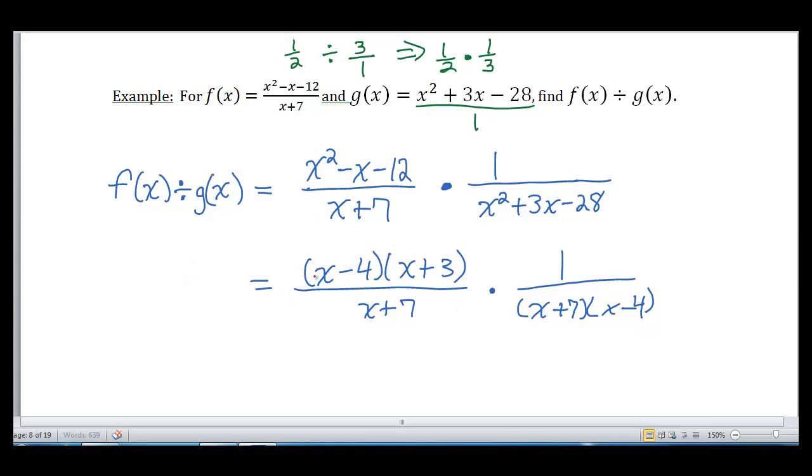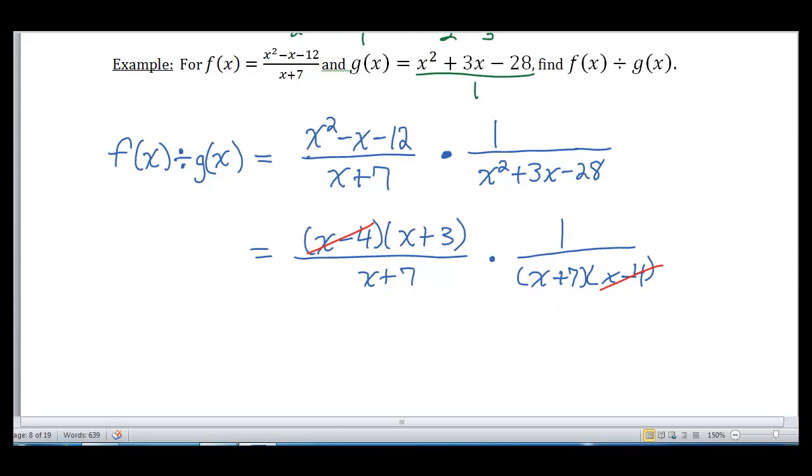We can cancel our common factors. X minus 4 is in both the numerator and the denominator. And that's all that cancels. We can't cancel these x plus 7s because they're both in the denominator, so don't try to do that. And as we write our solution, x plus 3 times 1 is just x plus 3. And in our denominator, we have an x plus 7 times an x plus 7, which we can write as x plus 7 squared.